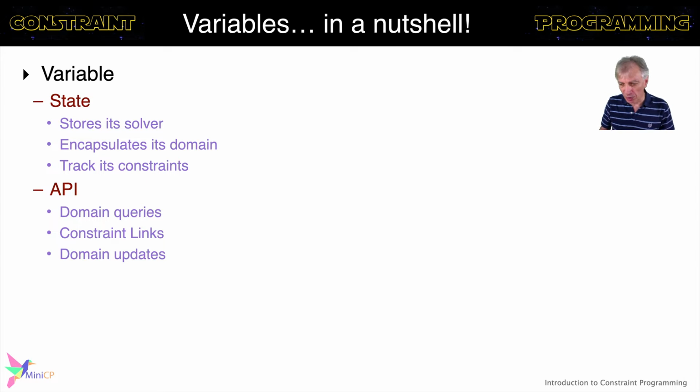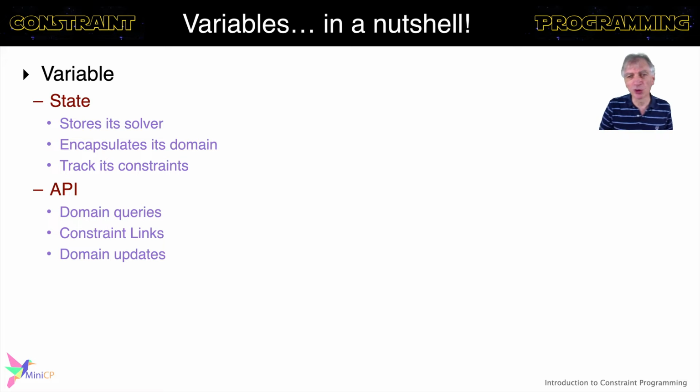And what a variable does is essentially answering some queries from the outside. What is the minimum, maximum value? What is the size of its domain? It's also linking itself to constraints, and I don't want to tell you too much, it's going to come. And then obviously it can update its domain, so removing values from the domain, updating the min, the max, and so on.